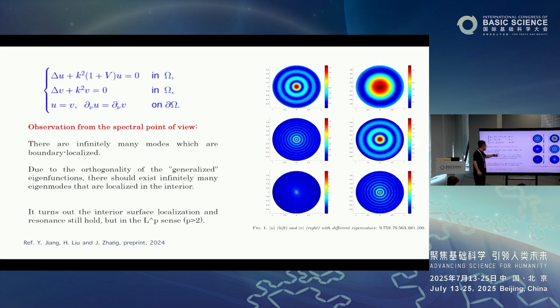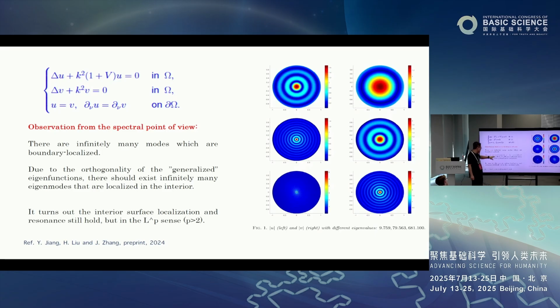We know that due to this, the eigenfunctions form an orthogonal system. So there are many eigenfunctions with energy localized at the boundary. That means there also exist many eigenmodes localized at the interior. That easily follows from this orthogonality relation. So indeed, we prove that there exist many interior localized eigenmodes.